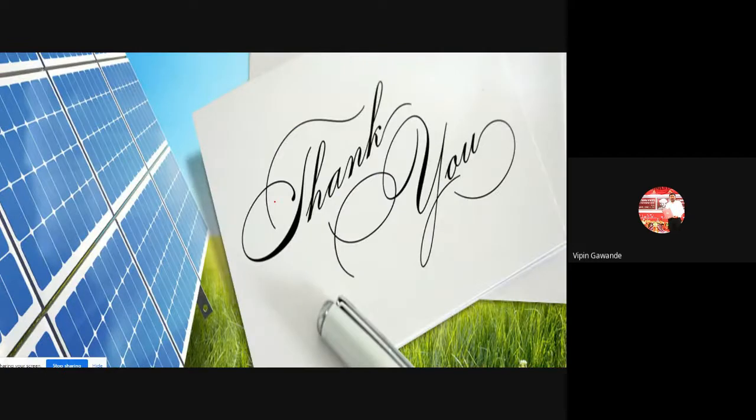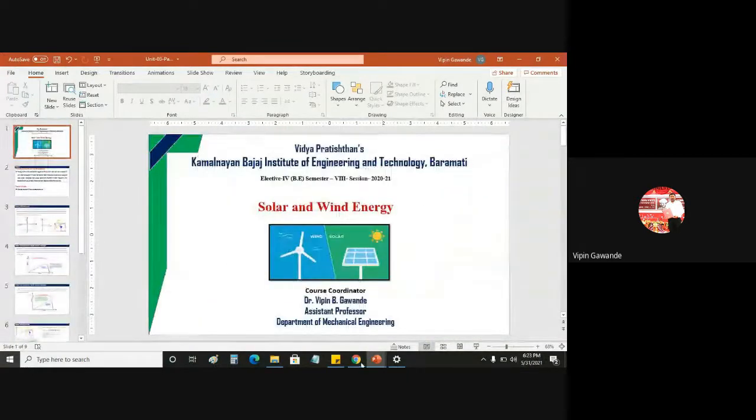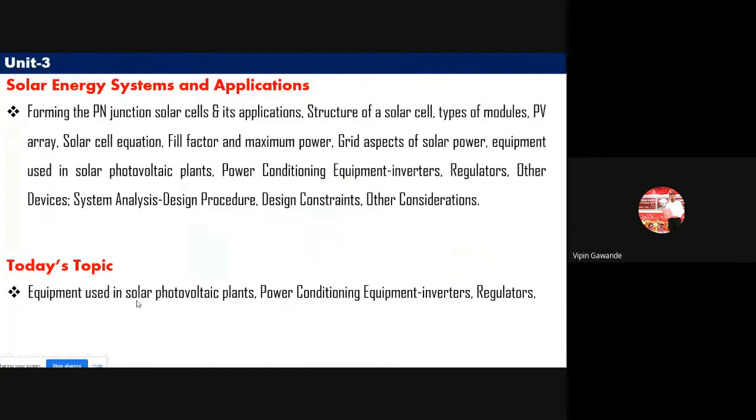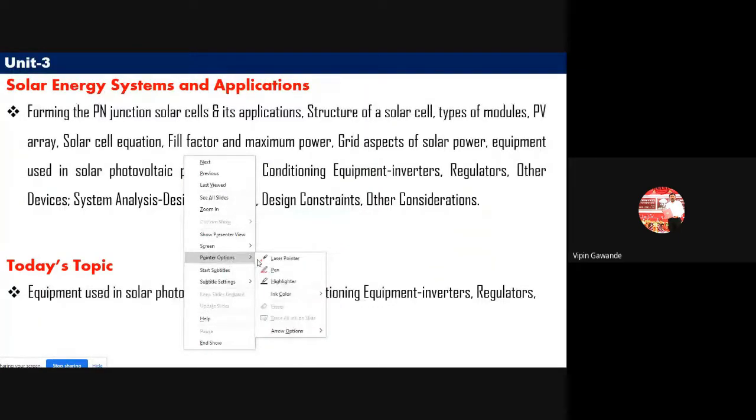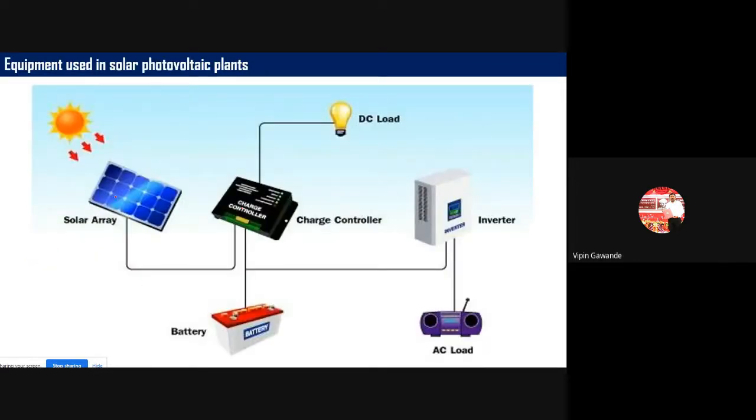Then we'll go for the next part of this unit. In this part, we will deal with the equipment that is required for the solar photovoltaic plant and the power conditioning equipment, inverters, and regulators. Now we know that the PV solar system consists of the solar array.